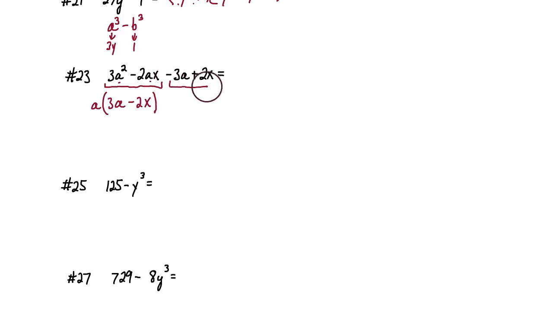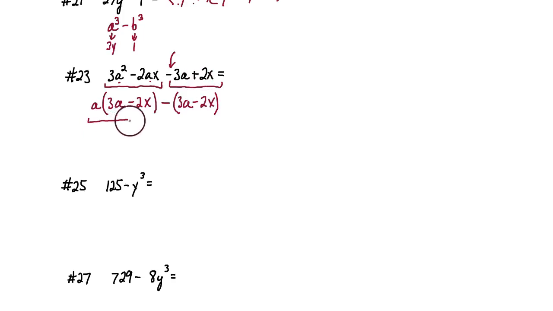In the other binomial, there is a negative leading coefficient. We discussed this before. You factor out a negative sign and then follow it up with parentheses. We need a 3a and then a negative 2x because negative times negative is our positive.